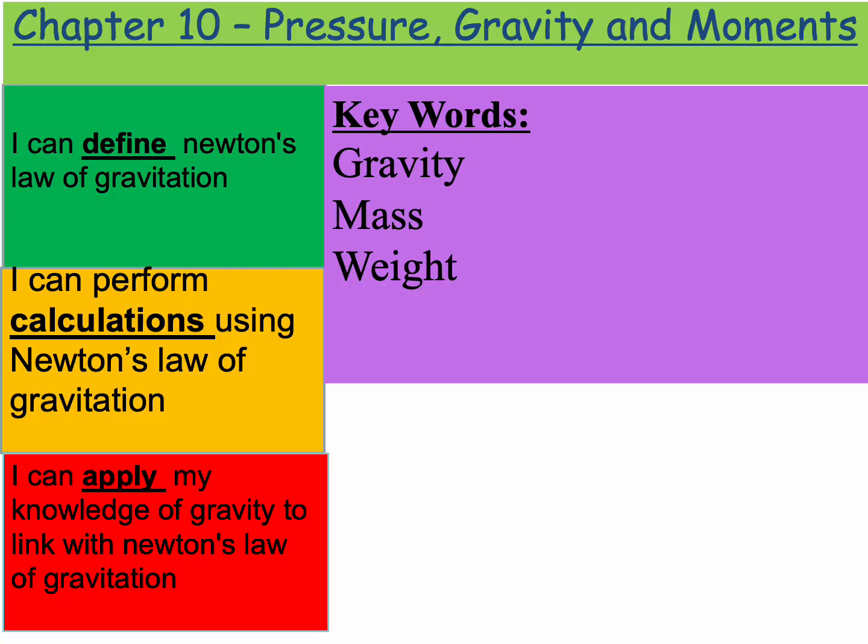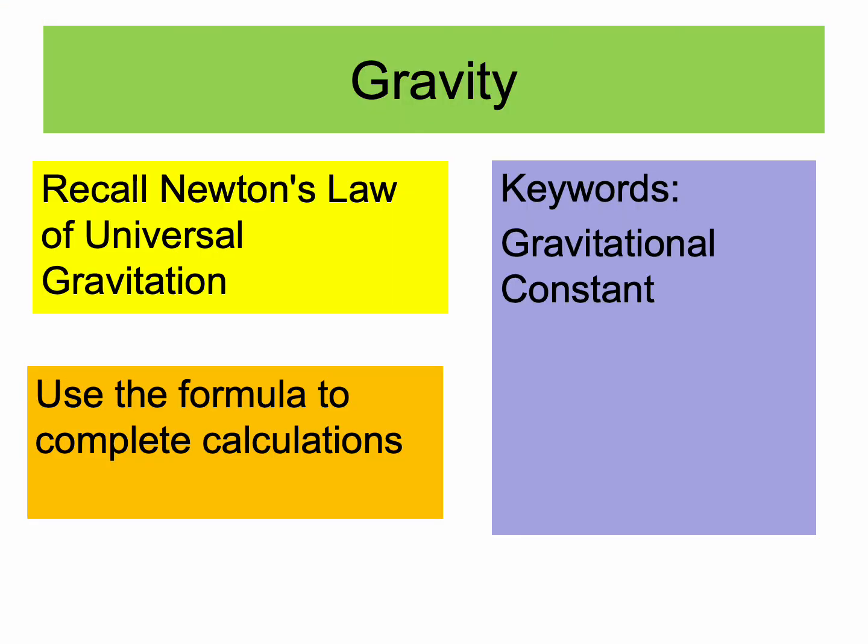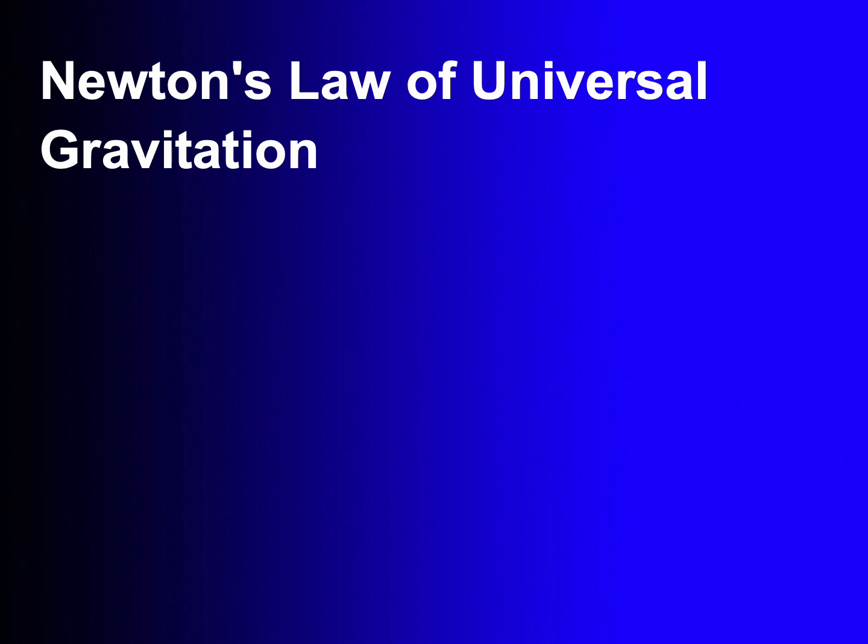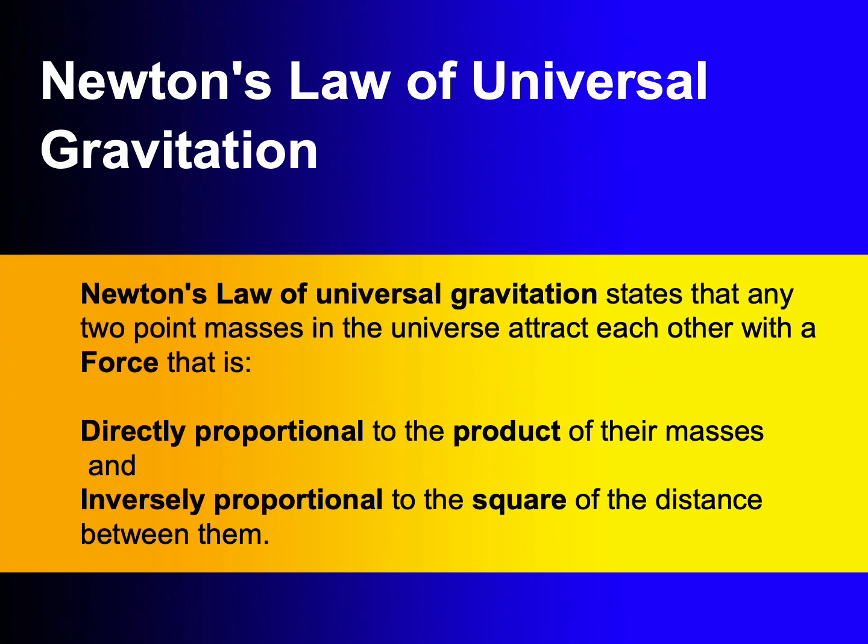Then yesterday we introduced gravity, and we introduced Newton's universal law of gravitation. So using a formula to complete calculations and bringing in this new value which we called the gravitational constant. So Newton's law of universal gravitation is what we call an inverse square law, and it's a big long definition here.